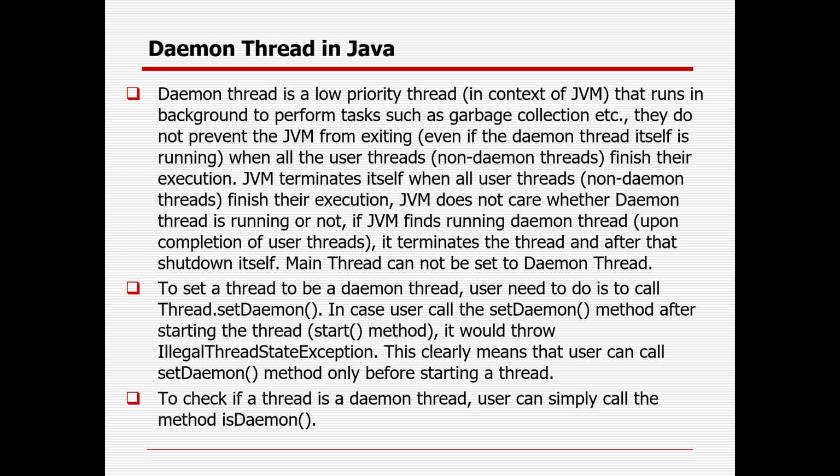The main thread cannot be set to daemon. In case you have 5 threads, one thread you should make a daemon, so that thread will keep running while the other threads are active or removed from the system. To set a thread to be a daemon thread, the user needs to call thread.setDaemon. You must call the setDaemon method before the thread's start method; otherwise it will throw an illegal exception. To check if a thread is a daemon thread or not, the user simply calls the isDaemon method.